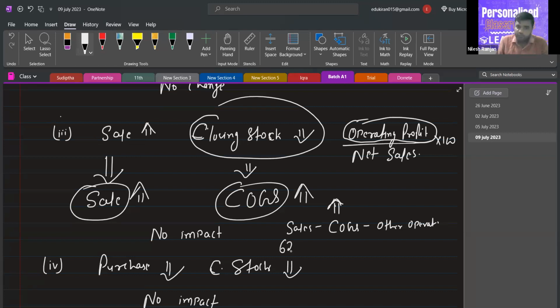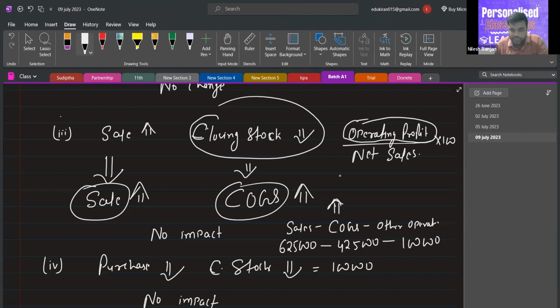Yes, sir. So let's say the total sale was 5 lakh, and it is increased by 1,25,000, so 6,25,000. Minus cost of goods sold, let's say the cost of goods sold was 3 lakh. It also increased by 1,25,000, so 4,25,000. And other operating expenses was 1 lakh. So it is the same.